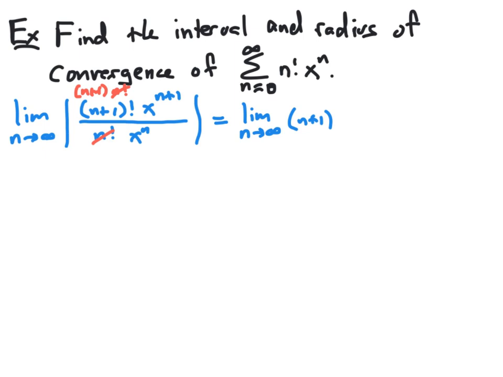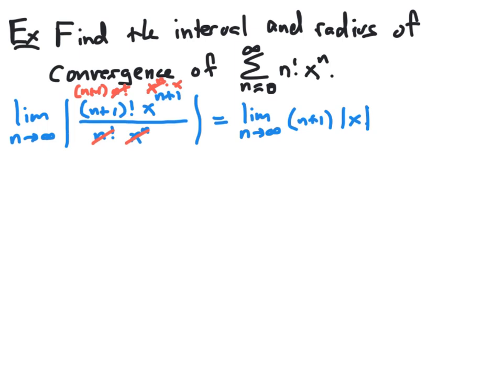We also know that x to the n plus 1 can be thought of as x to the n times x, and therefore the x to the n's will cancel, and we'll be left with just a factor of x. And this we need to keep inside absolute values since x could be positive or negative. And so we have the limit as n approaches infinity of n plus 1 times the absolute value of x.